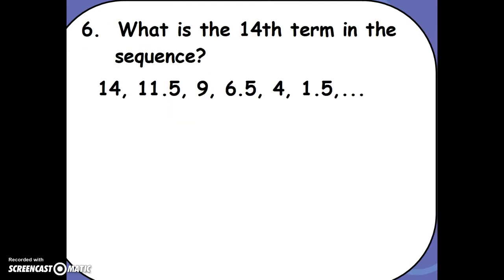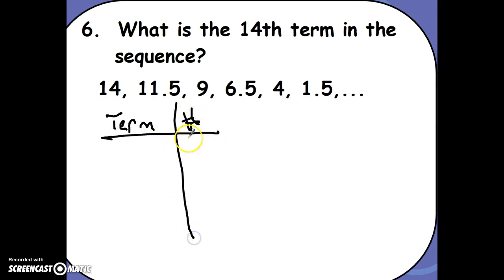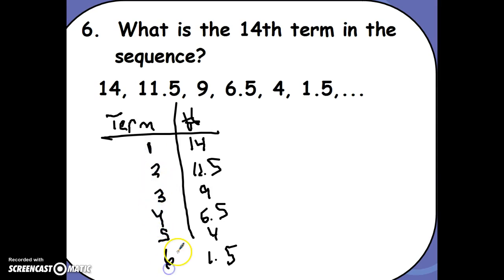Next question, what is the 14th term in the sequence? So we have term and number. Okay, my numbers are 14, 11.5, 9, 6.5, 4, and 1.5. So we have to number them 1, 2, 3, 4, 5, and 6, and then find the difference between them. That is going to be my slope. Since they're going down, it's a negative sign, and it is going down by 2.5 every time.